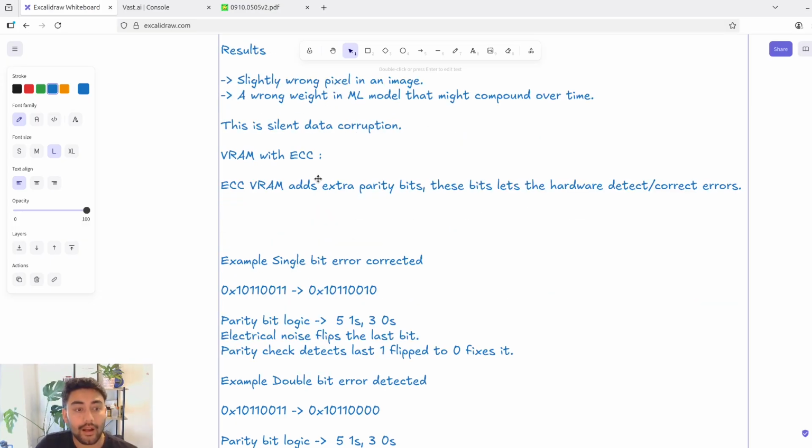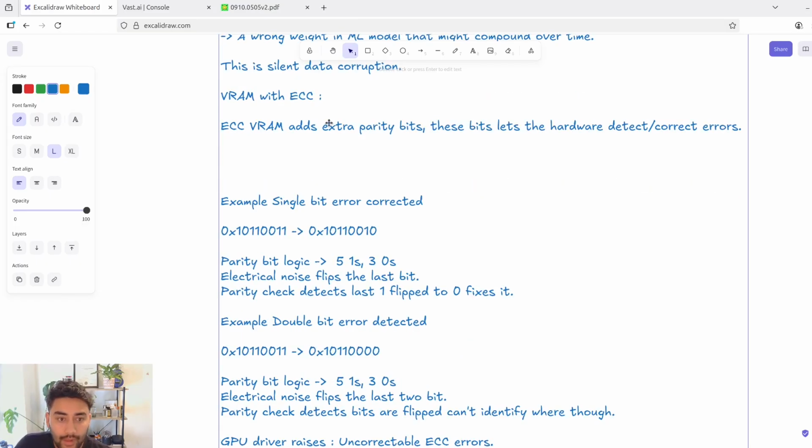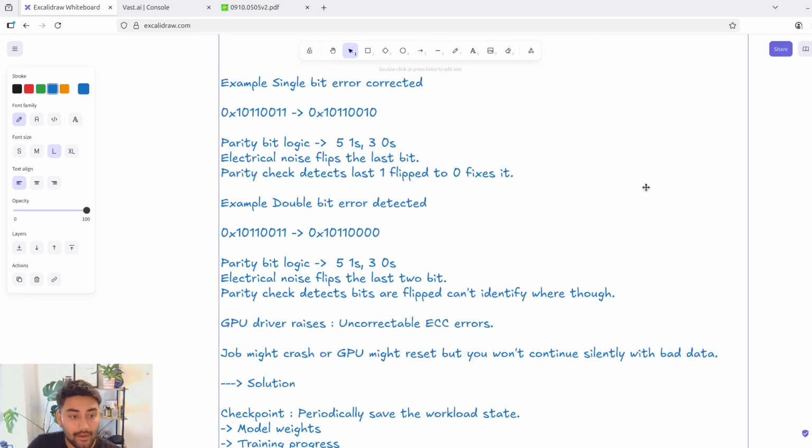So once you have a VRAM that has ECC enabled, we can detect these kinds of errors, right? So how does that happen? What ECC VRAM does is it adds an extra parity bit, and these bits let it detect and correct the hardware errors, right? So there are two ways of correction and detection, let's say. The first one is single bit error corrected.